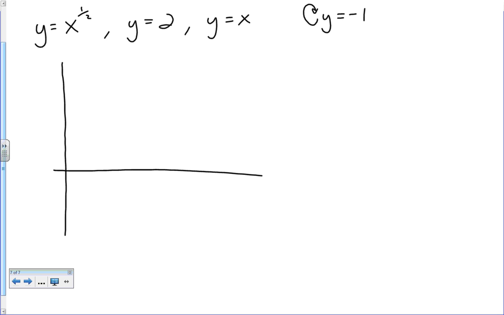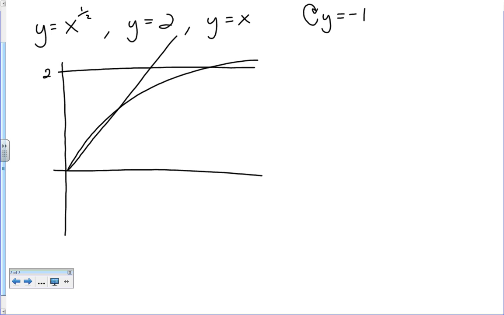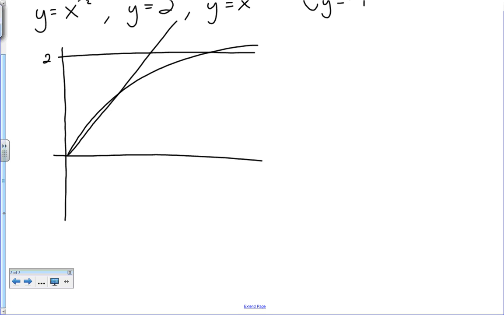So let's say that this is our x-axis, and the square root function kind of looks like this. And the line y equals 2 is a horizontal line right there at 2. And then the line y equals x would look kind of like this. All right, so there's our 3 functions they gave us, and we're rotating this around the line y equals -1. So y equals -1 is right here, so we're rotating around that horizontal axis.